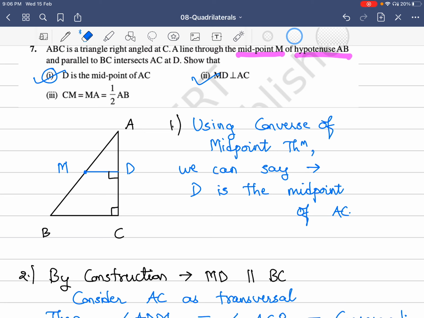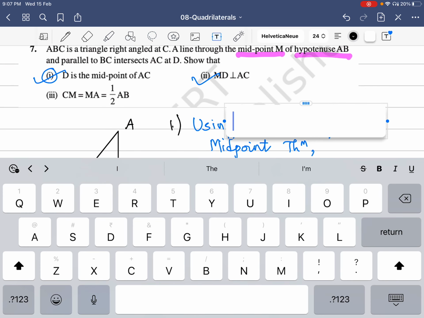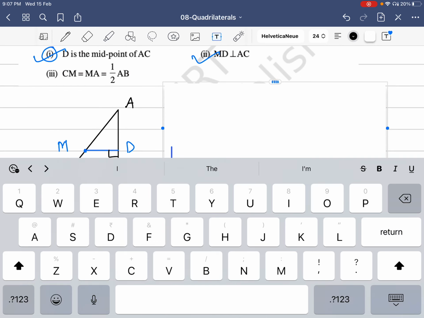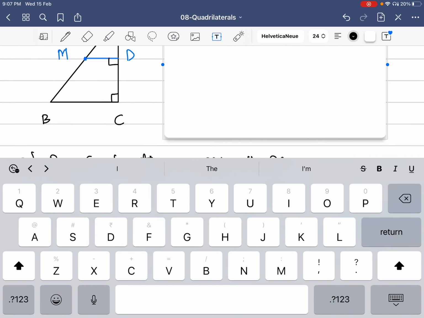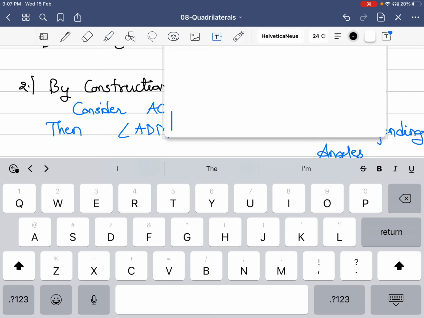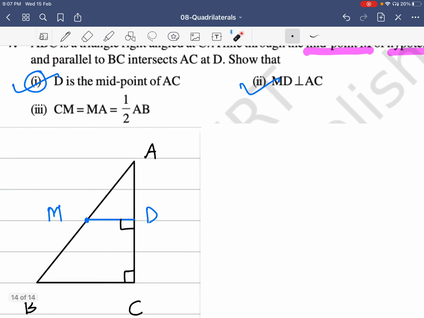So what we will do is I will create a copy of this. Okay, let's not create a copy. I will use this space. So okay, let's come here now.